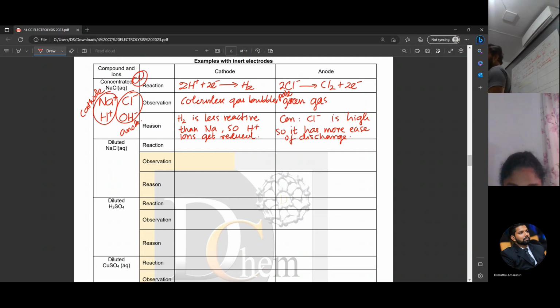If they say it was concentrated, they will say concentrated. If they haven't mentioned it's concentrated, you have to take it as dilute. Keep HCl. Don't do HCl.